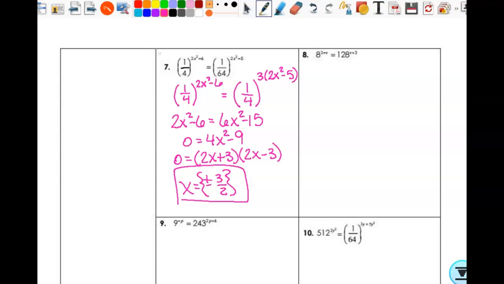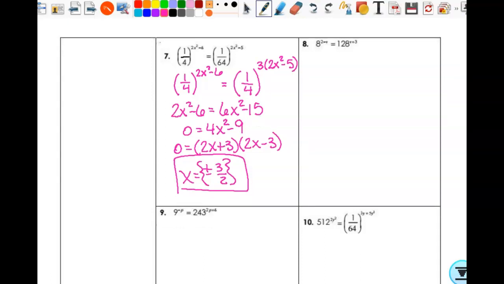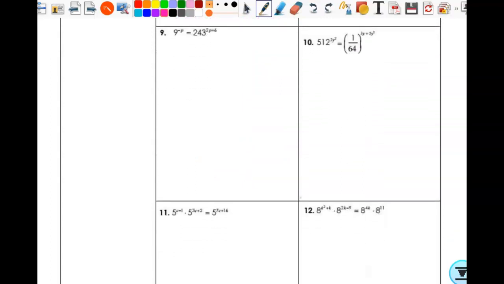So let's look at number 9. Can my common base be 9? 9 times 9 is 81. 81 times 9 is not 243, right? So what would my common base have to be? 3. Okay, so we can use 3. I have 3 to the negative 2p power equals 3, and then I got to figure that out.